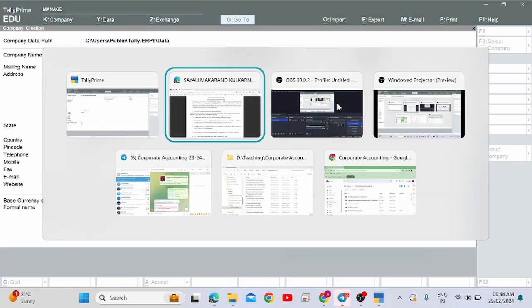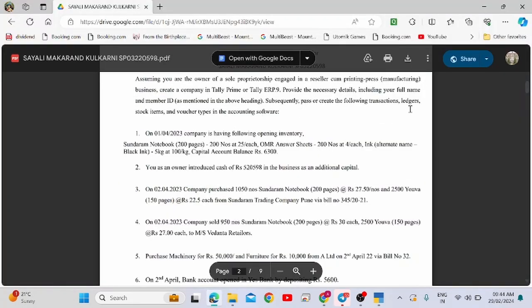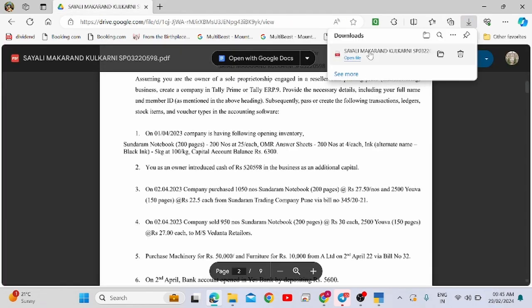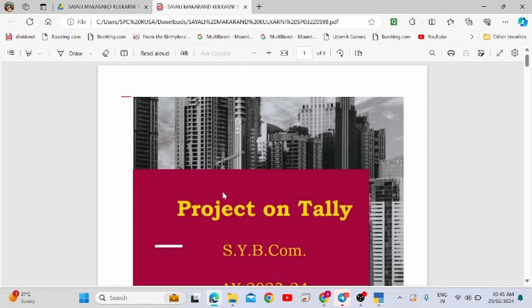Now here I want to create this Stylish company. Therefore let me first download that company file. You will get that on your Telegram. Just click or select that address, and after selecting that address you will get a file like this.